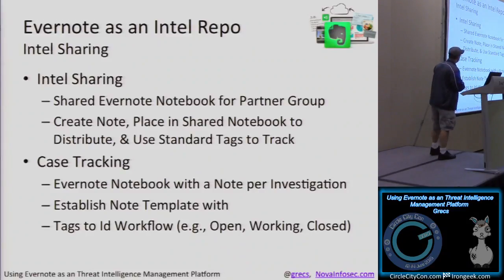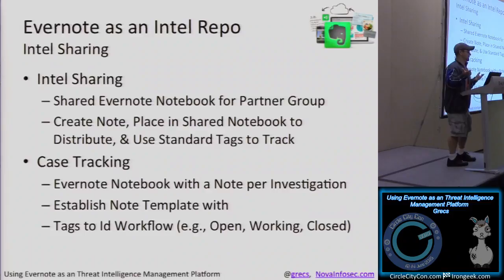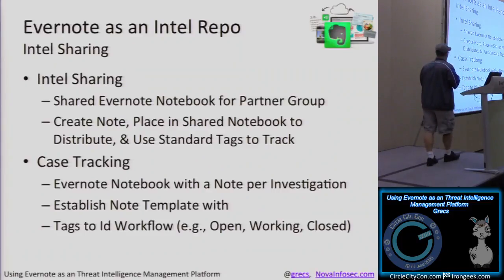And then the other use that I talked about was case tracking. You create this Evernote notebook, and one note is a case that you're working on. Like I said, you can establish a template for that. And then tags, you would just set them up as open, working, closed, as an example. Then I could create a saved search, like give me all the cases that are open that are assigned to me, and you can just click that and see all the cases that you need to work on.